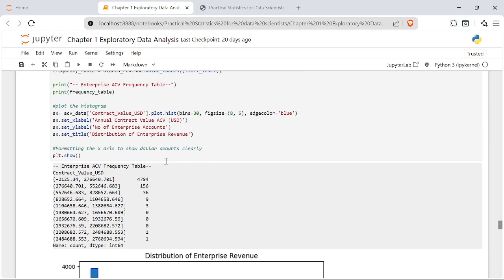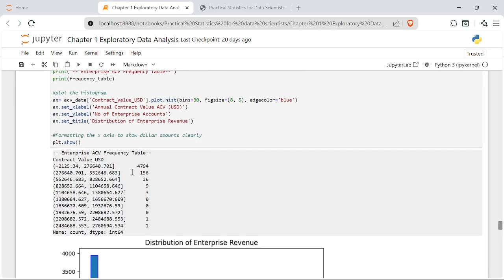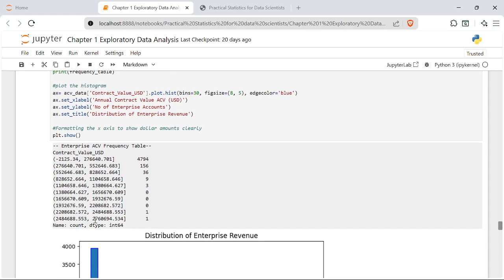Finally, we have an enterprise annual contract value frequency table. So we can see that most of the accounts lie in this range, from negative 2,000 to 276,000, or 276K. And what about this? 276.